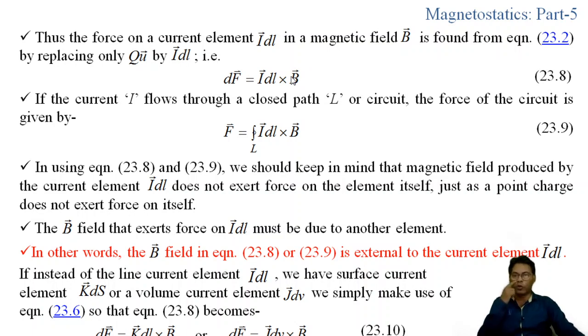Now if we want to calculate the force on a current carrying conductor which is closed, that means if the current I flows through a closed path L or a closed circuit, the force on that circuit is given by the integration of this equation 23.8, that is F equals closed line integral of I dl cross B.